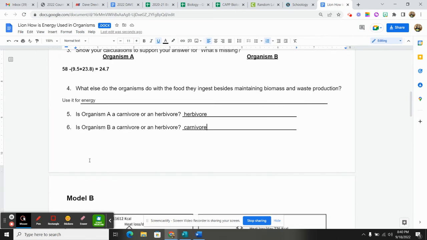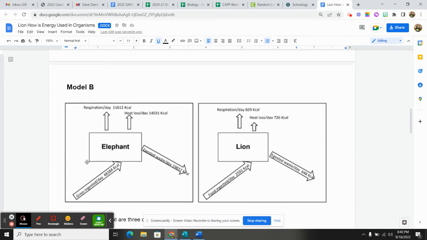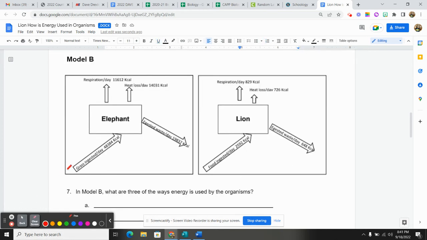So now you can move on to the second page, looking at Model B, and try to figure that page out. All right, so for this page, we have some different stuff. Instead of kilograms, we now have kcals. If we remember from our life as a hunter lab, kcals is the amount of calories.